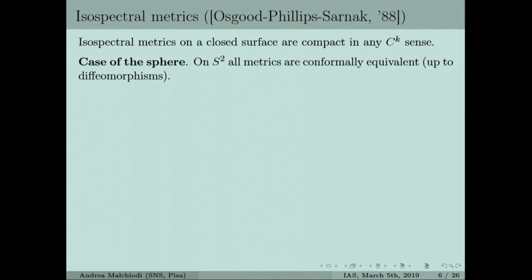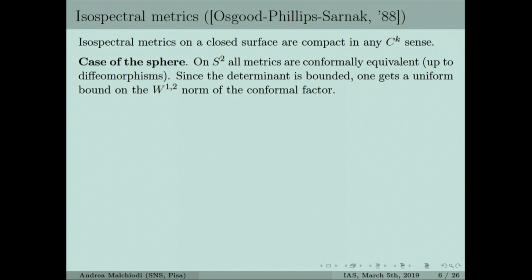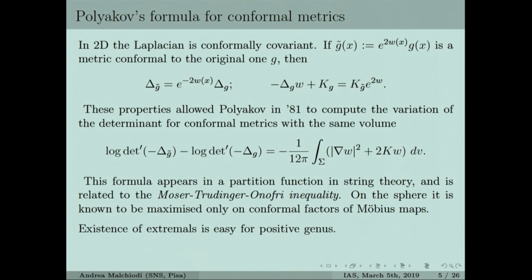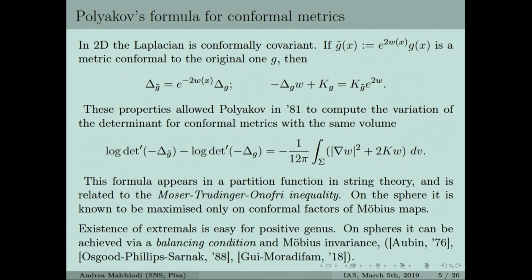So the case of the sphere is easier in this respect, because there is just one conformal class, so all metrics are conformally equivalent, up to diffeomorphism. And since the spectrum determines the determinant, if the spectrum is fixed, the determinant is fixed, and that gives you, by this formula, a uniform H1 bound on the conformal factor.